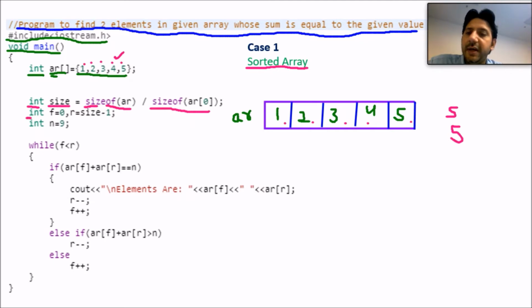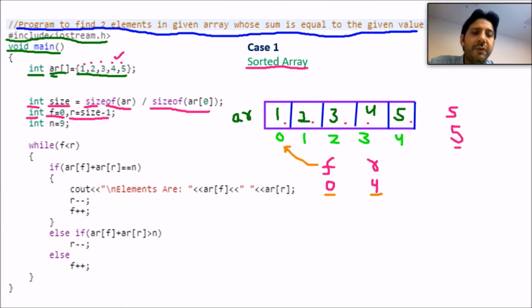Now, int f is equal to 0. There is one more variable which I am taking, f, and its value is 0. r is equal to size minus 1. So there is one more variable r whose value is size minus 1, and size is 5, so 5 minus 1 is 4. These f and r are pointing to index values. The index values of the array start with 0, 1, 2, 3 till 4. So f is pointing to 0, the first element, and r is pointing to 4, the last element.